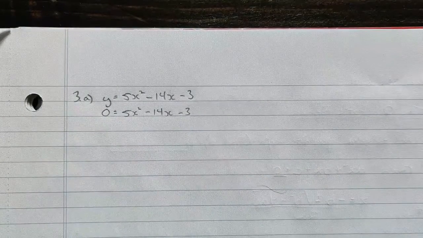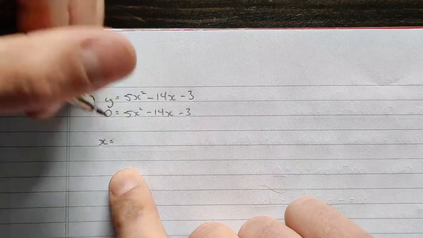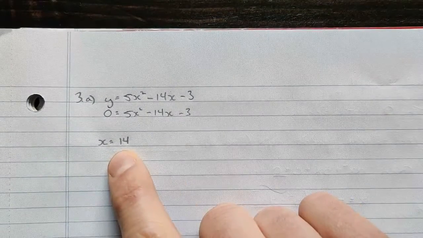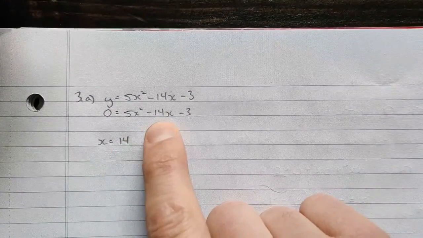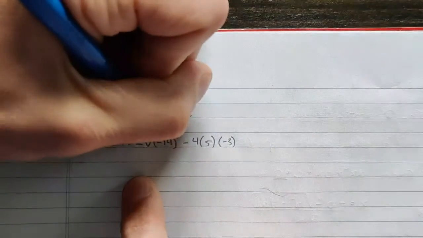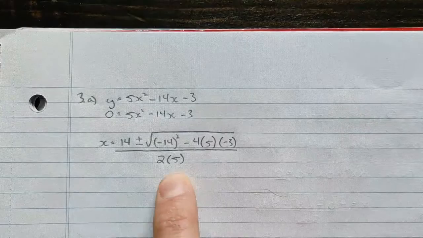Now we can substitute those values into our equation. So x equals positive 14 in this case because it's negative here. Remember, it's negative b plus or minus. So negative b becomes positive 14 plus or minus the square root of b squared, so negative 14 squared, minus 4 times a, which is 5, times c, which is negative 3, all over 2 times our a, which is positive 5.